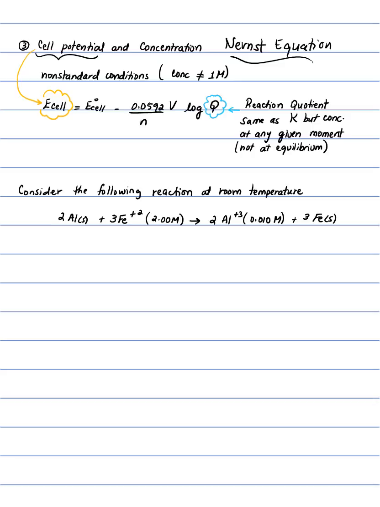So usually when you have a problem where you have to use the Nernst equation, it's very easy to identify that you need to use that equation because you're going to be given concentrations. For all the problems that we did before, you were not given concentrations because all of them were equal to 1.